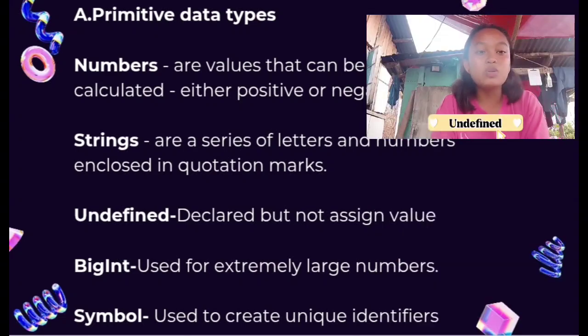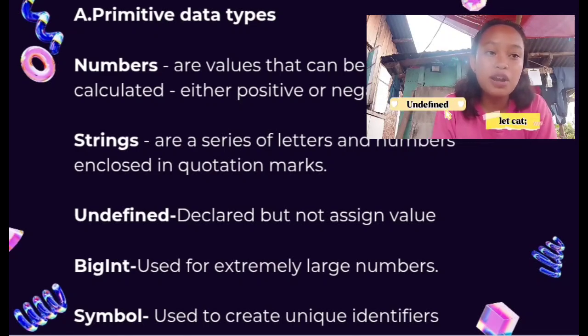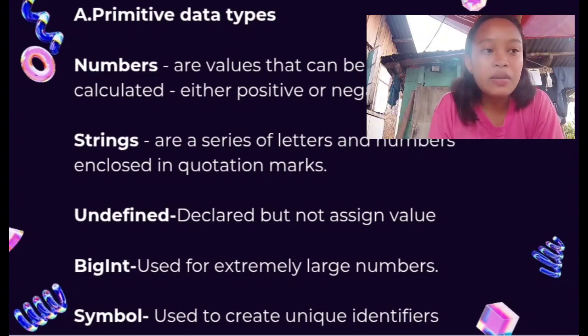Declared but not assigned a value. So you declare a variable but you did not assign what the value of your variable is, such as let x. So you did not declare what your value is, and it shows undefined. So the fourth one is BigInt, used for extremely large numbers.